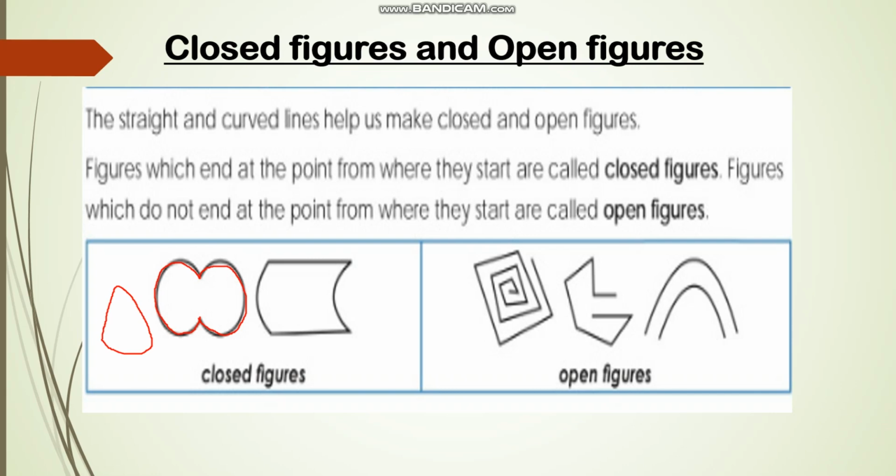Now look at the next one. Figures which do not end at the point from where they start are called open figures. These all are called open figures. Look, in this picture it started from this point. Now you tell me, is it ending at the same point? No, it is ending here. It is not at the same point. So this type of figure is called an open figure.